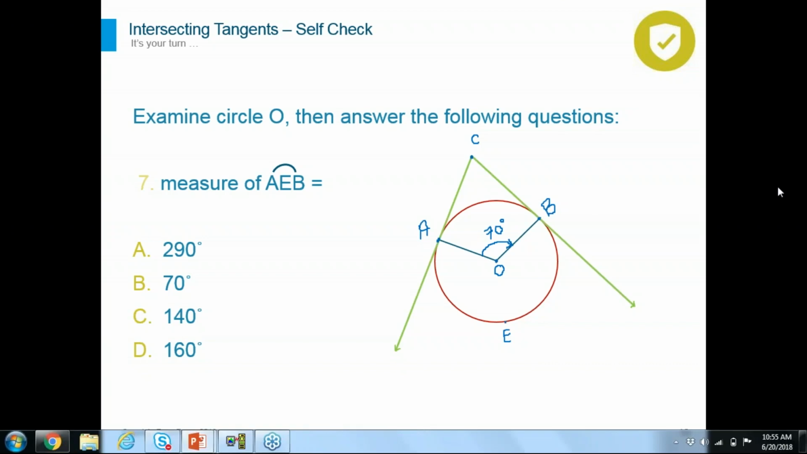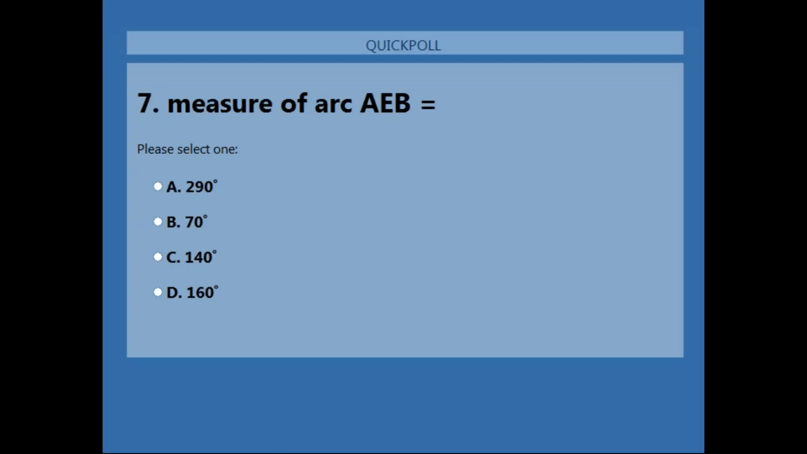Okay, and here's the question on the other screen. What is the measure of the major arc AEB? What do you think? Is it 290 degrees, 70 degrees, 140, or 160?